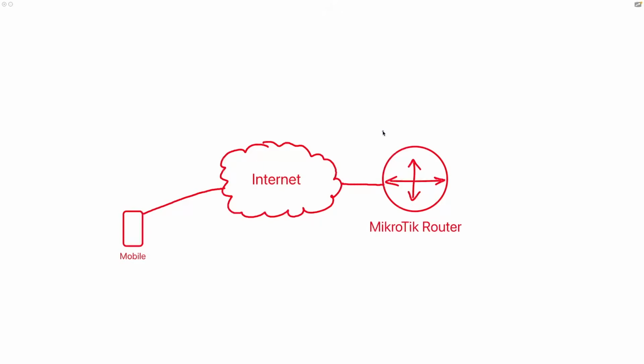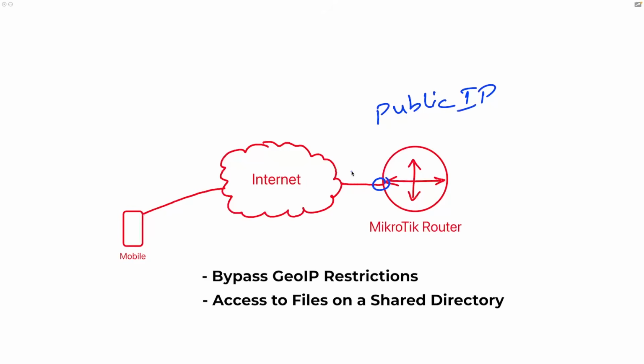So this is our MikroTik router inside our home or office, and it is connected to the internet. And we need to set up a VPN server on this router so users can get connected from the internet. First of all, we need a public IP address here, and we need to get this public IP address from our ISP. Then we can create the VPN server and users can get connected. Maybe we need to change their public IP address so they can bypass the GeoIP restrictions, or maybe they just need to access a shared directory inside our network.